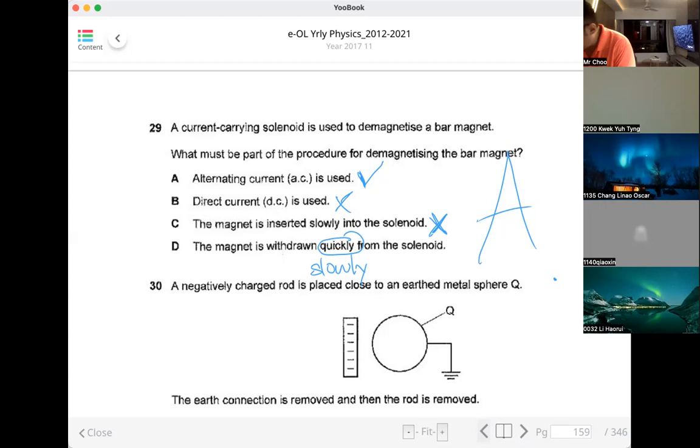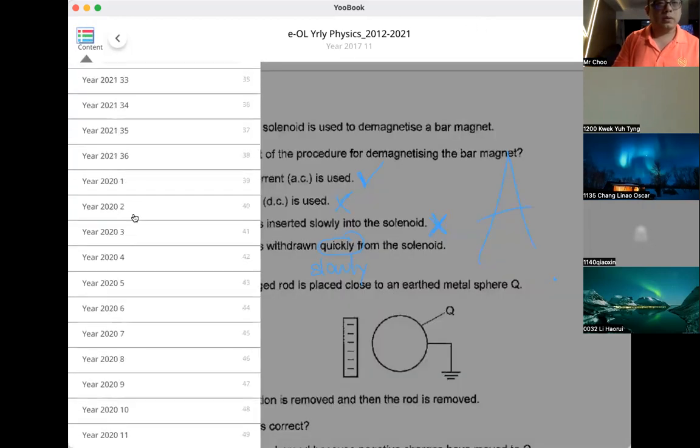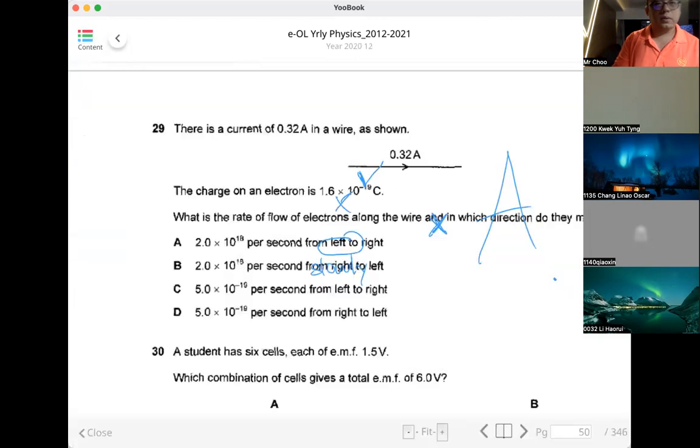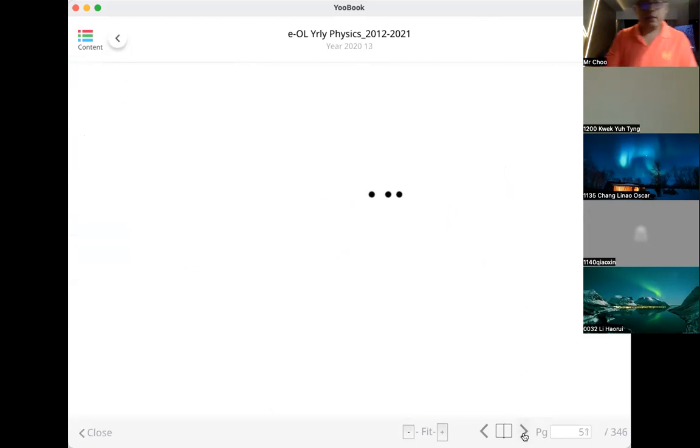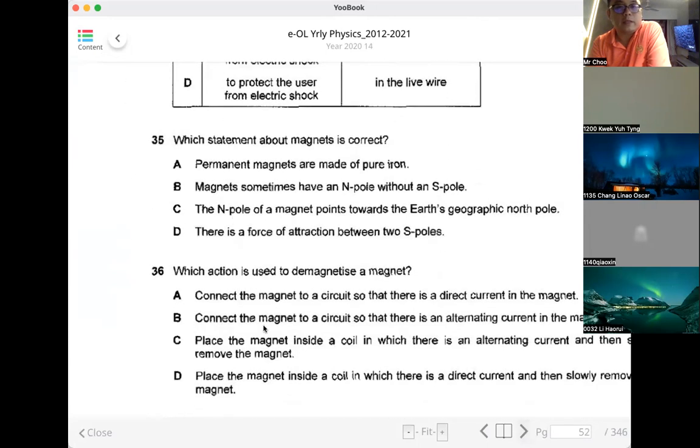Okay, second last question. The last two questions. Okay, do question 35. Okay, then 36. You all can answer both questions at the same time. Just put down 35, what's your answer? And 36, what's your answer?